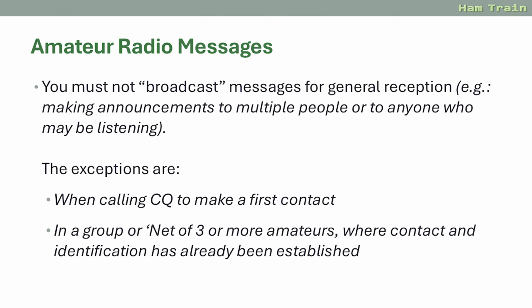Moving on to amateur radio messages. You must not broadcast messages for general reception. As an example of this, you can't do what the BBC does and make announcements, such as travel news or news bulletins, to multiple people or to anyone that may be listening. There are some exceptions to this. When calling CQ, this is how you call out to make an initial contact to talk to someone for the first time. Or in a group, or a net as it's known in amateur radio, of 3 or more amateurs where contact and identification has already been established.